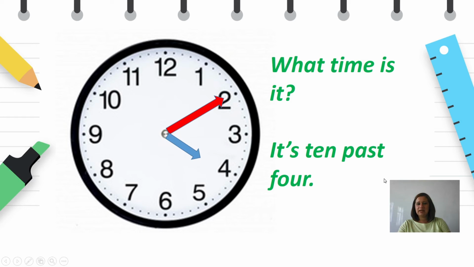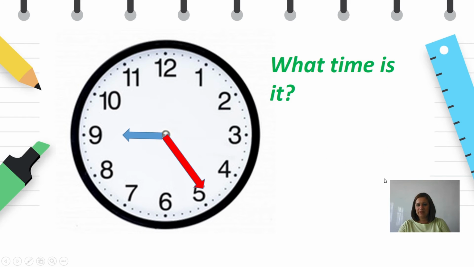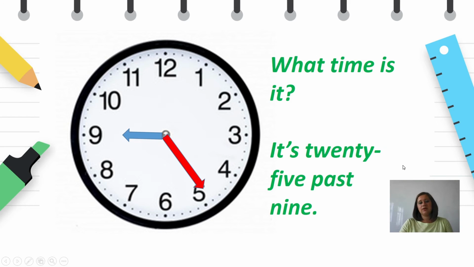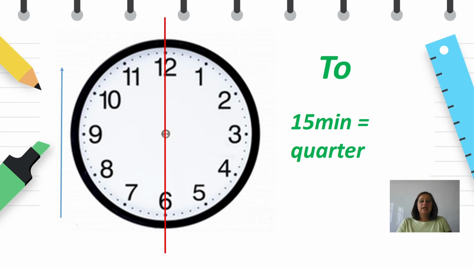10:04. It's 10:04. What about here? Let's count the minutes. We can see that it's 9 o'clock, but what about the big hand, the minutes? 5, 10, 15, 20, 25. So we can say it's 9:25. Okay?